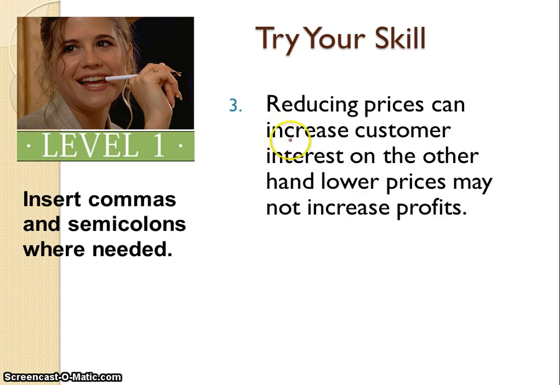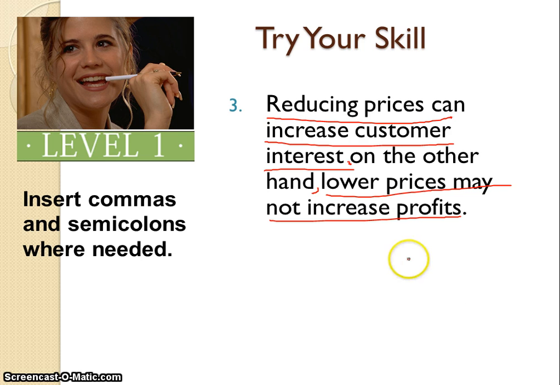Okay, reducing prices can increase customer interest. On the other hand, lower prices may not increase profits. Okay, we have reducing prices can increase customer interest. That's one independent clause. And then lower prices may not increase profits. Well, that's another independent clause. So what do we have here? On the other hand. Do we need that there? No. Well, actually, this is a conjunctive adverb, and it is joining two independent clauses together. It's more than two syllables, so we need to use a semicolon and a comma after it.